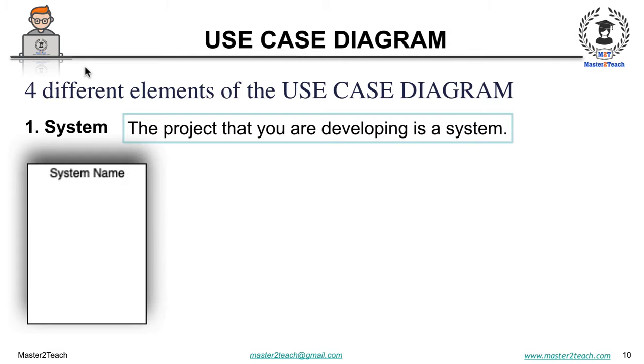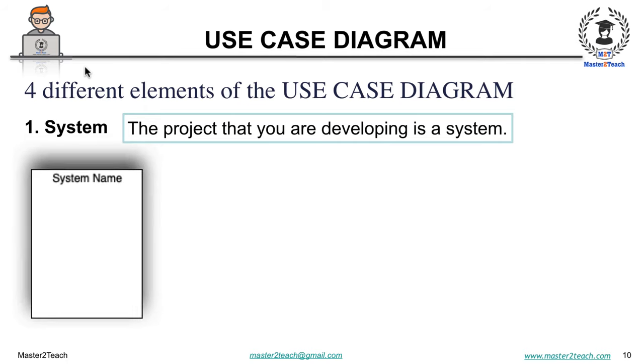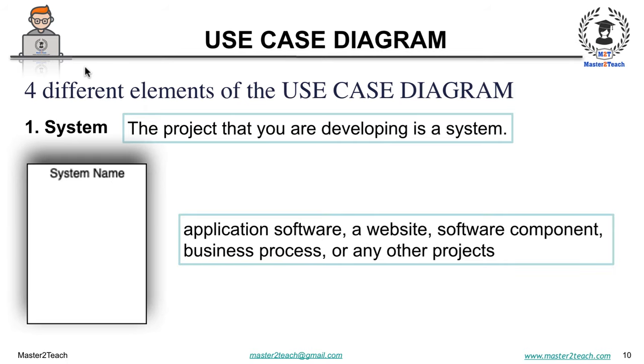It could be an application software, desktop, web or mobile, a website, software component, business process or any other projects. The system is represented by a rectangle shape where the system name is written inside the top of the system. The rectangle shape helps to define the overall scope of the system that you are going to develop, so that everything that the system does is placed inside the system, whereas anything outside the rectangle doesn't happen in the system.